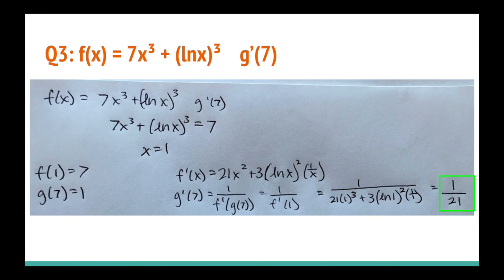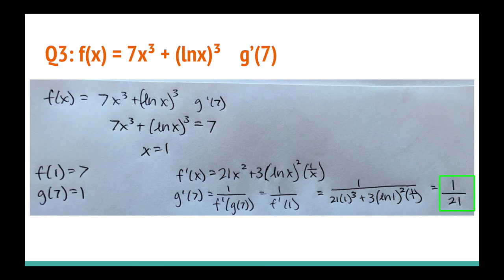For the third and last question, we're given that f of x equals 7x cubed plus ln x cubed, and we're asked to find g prime of 7. We set up the equation 7x cubed plus ln x cubed equals 7. Well, x is going to have to equal 1. So f of 1 equals 7 and g of 7 equals 1.